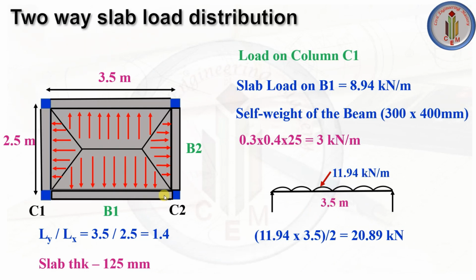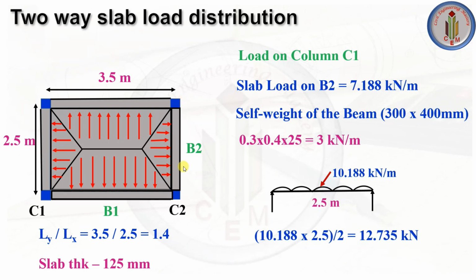If we consider this beam, this is beam 1, span is 3.5 meter, and UDL is acting on it. So load multiplied by distance upon 2 gives us the load on this column in kilonewton. If we solve this, we get 20.89 kilonewton coming on column C1 from beam 1. In addition to this load, this column C1 will carry half of the load from B2. That also we need to calculate.